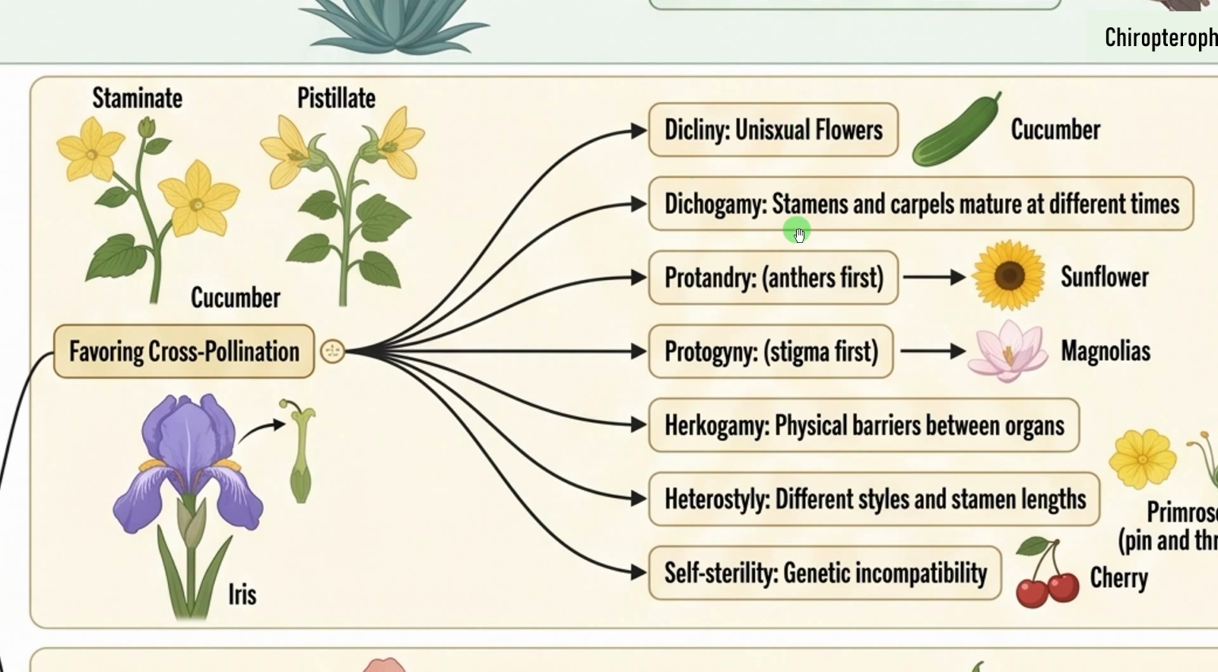The second one is dichogamy. That means stamens and carpels, male and female reproductive structures, mature at different times. There are two types of dichogamy. First one is protandry. That means anthers mature first, as in sunflower. Then there is protogyny. That means stigma matures first, as in magnolia.